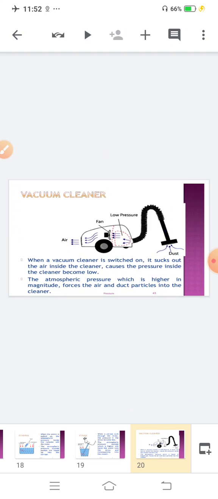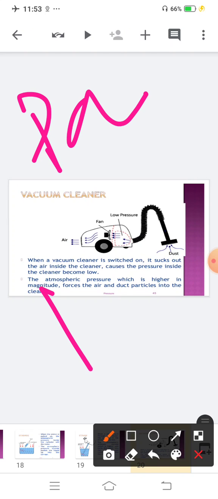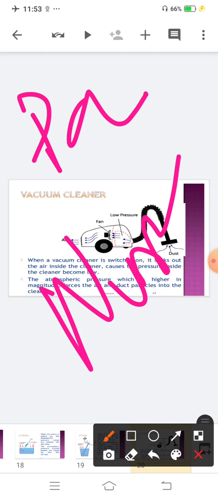Pressure is a force acting on a unit area of surface, and its SI unit is Pascal, or Newton per meter square. Clear? With an increase in the area of contact, the pressure decreases. If the area increases, the pressure decreases, and if the area decreases, the pressure increases.